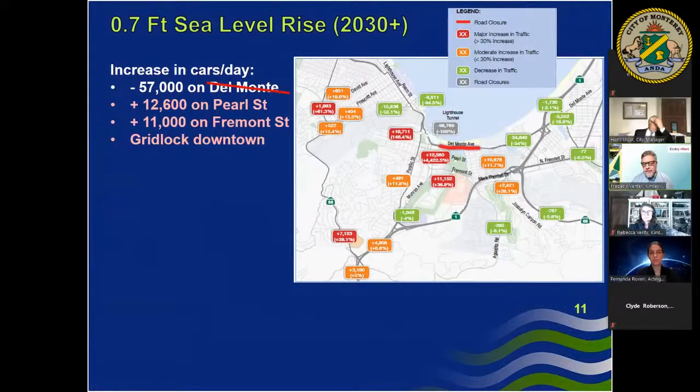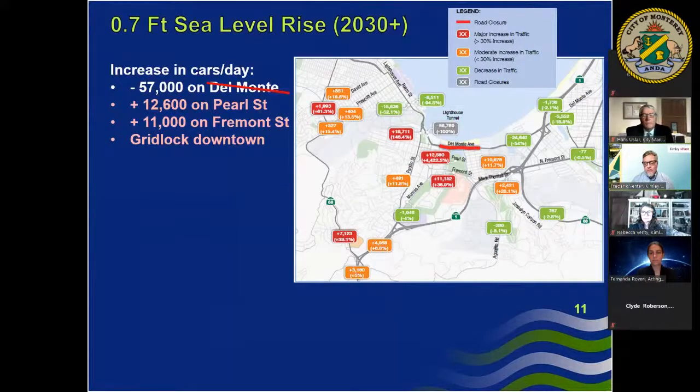So to assess this flooding that Rebecca showed you on the transportation system, we looked at what roads would be closed and how traffic would be diverted throughout the city. So we basically took the travel demand model, closed off the roads and said, hey, model, we have origins and destinations. In the morning, people come in, they want to travel to their jobs. Tourists want to travel to the hotels. How do they travel to their destinations of work and out in the afternoon? So with 0.7 feet of sea level rise, we lose Del Monte. It's 57,000 daily trips. What the model tells us is about 12,600 will divert to Pearl Street and 11,000 to Fremont Street. The other vehicles distribute throughout the system.